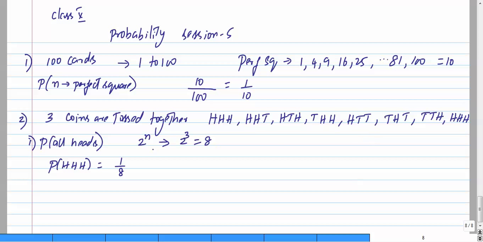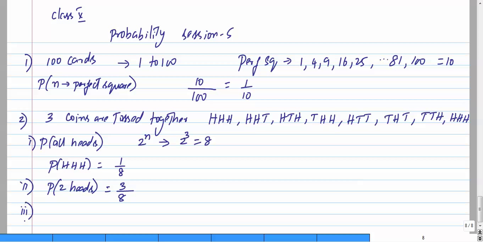Now the next is exactly 2 heads. As usual, let me put the denominator as 8. I am not saying at least 2 heads, I am saying exactly 2 heads. So here, 1, 2, 3, just 3 cases. So this is 3 upon 8.